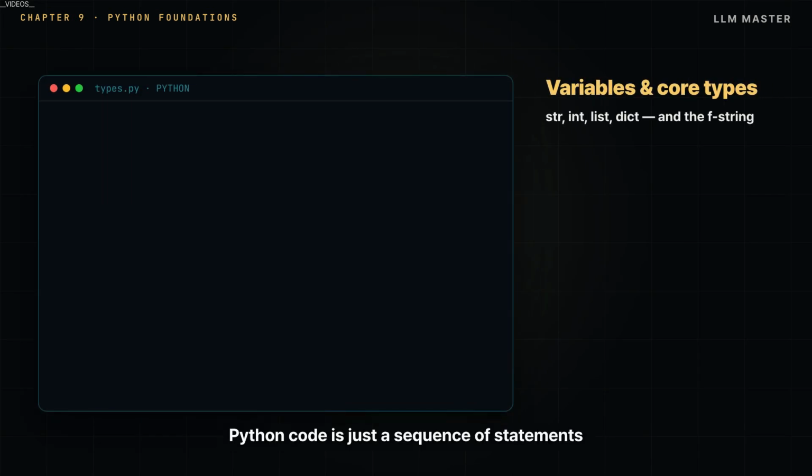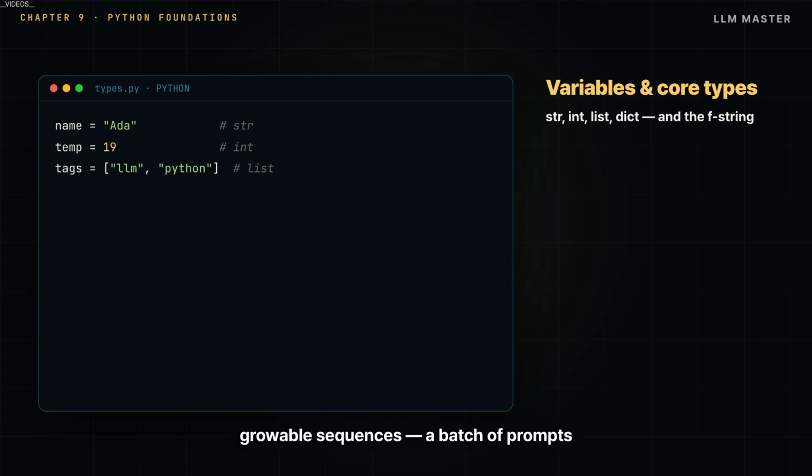Python code is just a sequence of statements, and everything is an object with a type. 4 types carry most LLM work. Strings hold text, prompts, responses, keys. Integers and floats hold counts and scores, like a token budget or a temperature. Lists are ordered, growable sequences, a batch of prompts, a conversation history. And dictionaries are key-to-value maps, which is exactly the shape of a chat message, a role, and a content field.